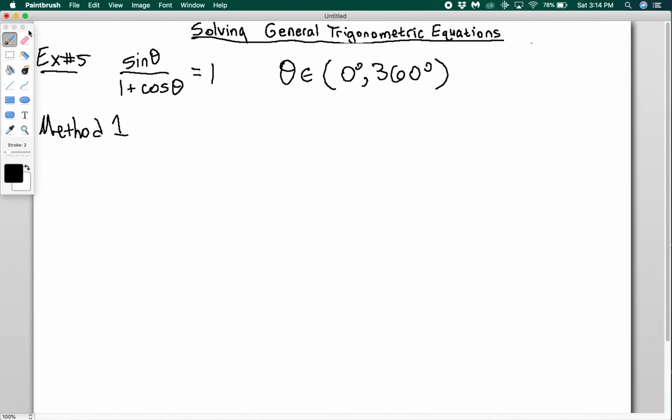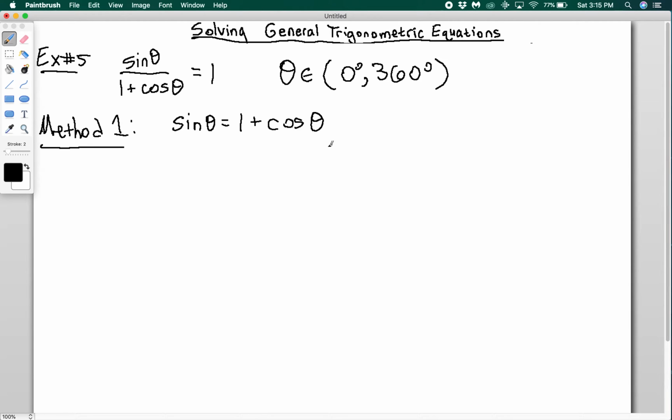So for the first one, what I'm going to do is multiply both sides by 1 plus cosine theta in order to generate sine theta equals 1 plus cosine theta. Now, here's the thing. I just finished telling everyone never to divide by trigonometric equations or functions, because if you do that, you are eliminating solutions. So by multiplying by a trigonometric function, what do you think is going to happen? If you said that we're going to introduce additional extraneous solutions, you are correct.